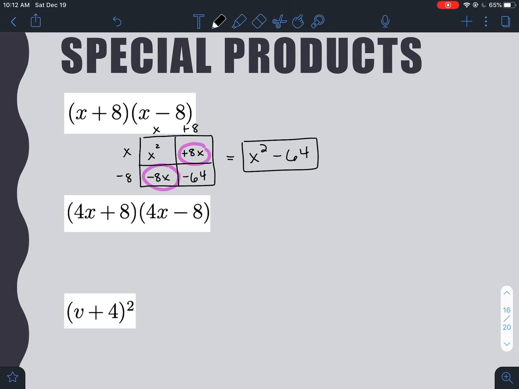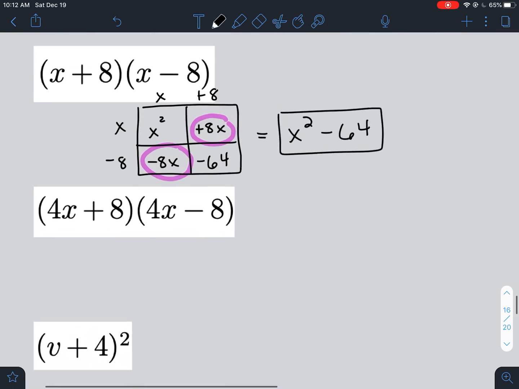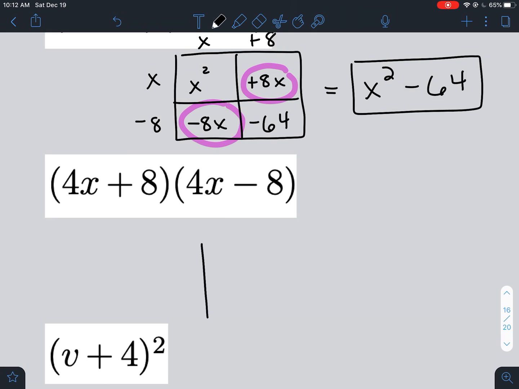Well, on the next one, we have 4x plus 8 times 4x minus 8. So again, we have a 4x and a 4x, and then we have a positive 8 and a negative 8.